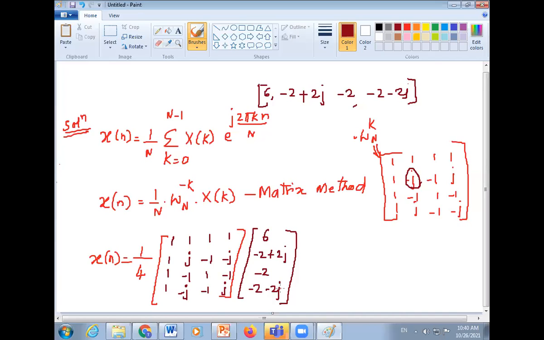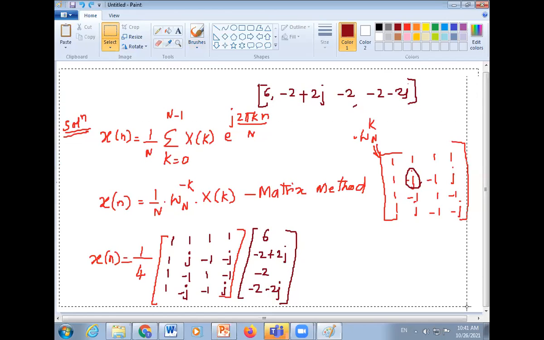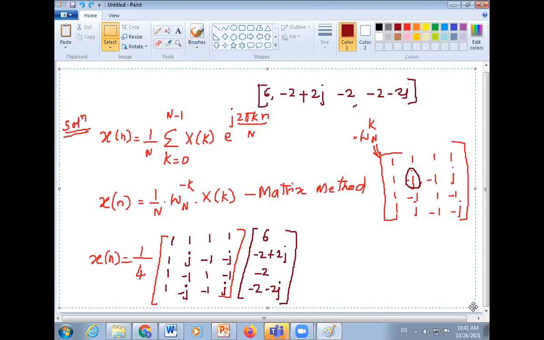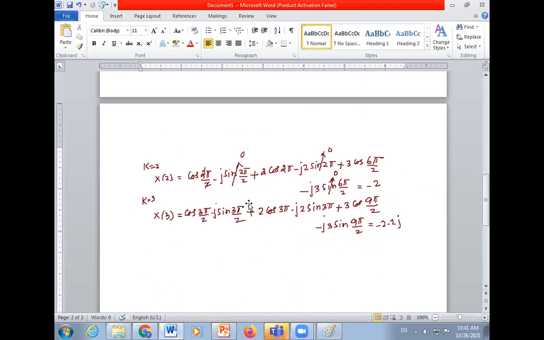No, sir. Okay. So only one thing you need to remember: while we are writing W_N to the power k and W_N to the power minus k, that is, the matrix for DFT and for IDFT, only while writing a matrix for IDFT, the sign of the phase term will get changed. That means the sign of the j term: if it is plus in DFT, it will be minus in IDFT, and if it is minus in DFT, it will be plus in IDFT. Now let us solve this. We have to solve it in simple matrix form. Okay. So now let us solve that part and we will understand.